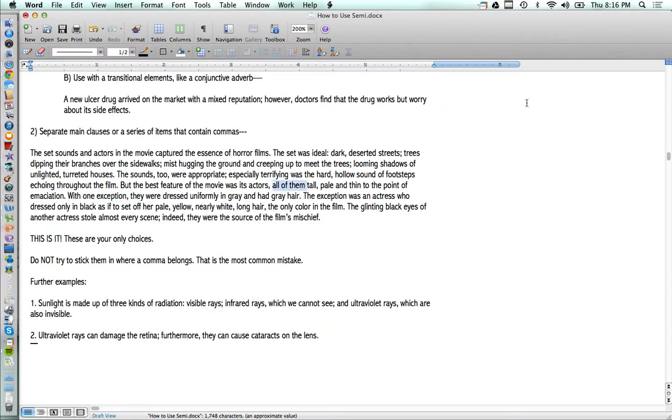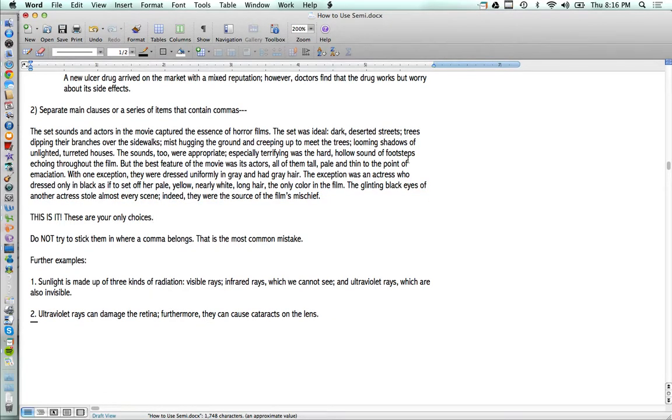None of these elements here that are set off with commas are clauses. The exception was an actress who dressed only in black as if to set off her pale yellow, nearly white long hair, the only color in the film. Again, no semicolons. The glinting black eyes of another actress stole almost every scene. Indeed, they were the source of the film's mischief. So here we have the conjunctive adverb. And that's it. These are your only choices.